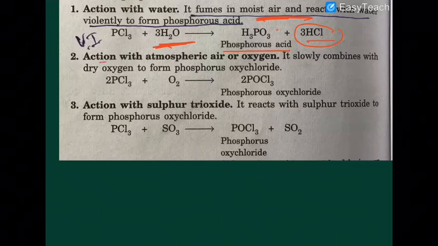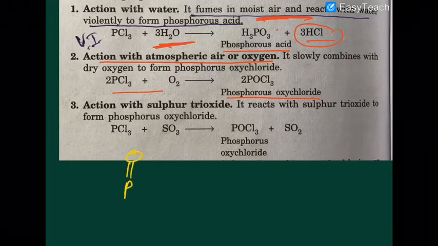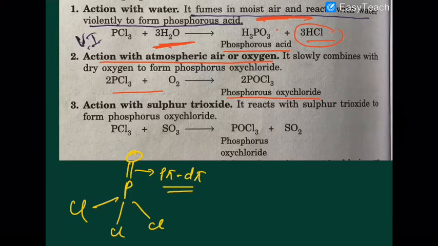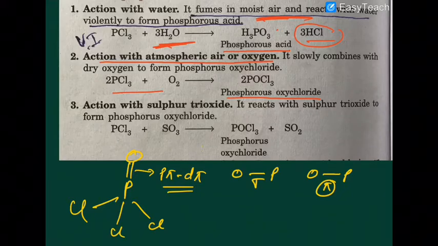The action of oxygen on PCl3 will give you phosphorus oxychloride. Now this is a very interesting topic, because phosphorus oxychloride has this type of structure, and here you have a p pi d pi bond. For this oxygen, one is a phosphorus-oxygen sigma bond, the second is an oxygen-phosphorus pi bond, but that pi bond is a p pi d pi bond. The p orbital of oxygen and the d orbital of phosphorus are involved here. Remember that.